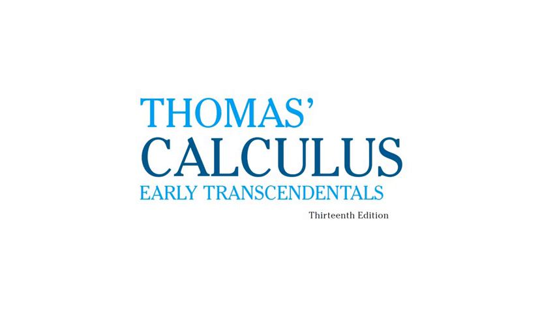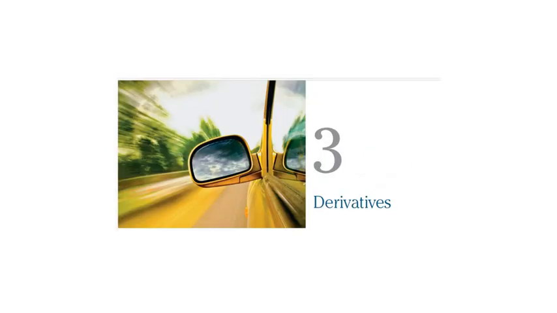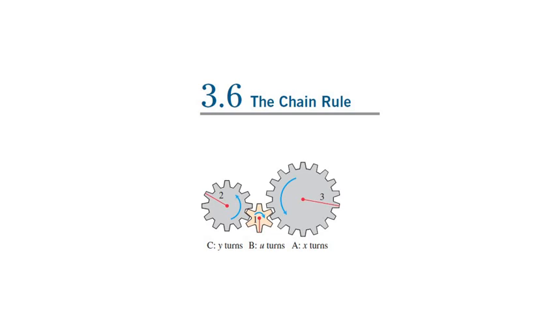The examples for this movie are taken from Thomas's Calculus, chapter 3. We are specifically going to learn about the chain rule. So if you have not seen the previous video on differentiation, I would highly encourage you to go and watch that before you watch this movie.